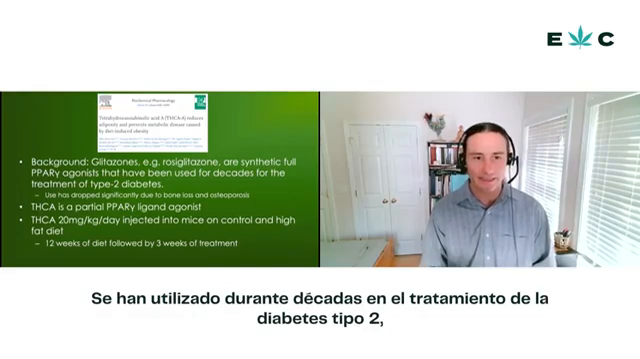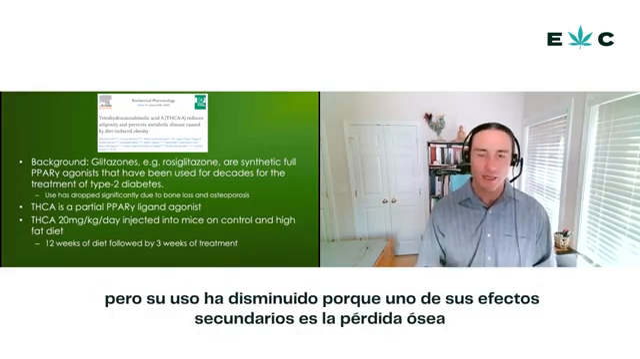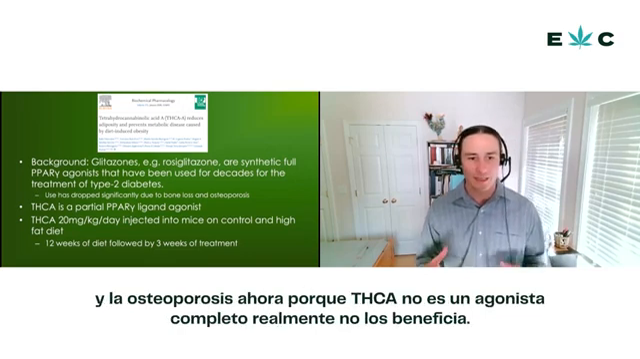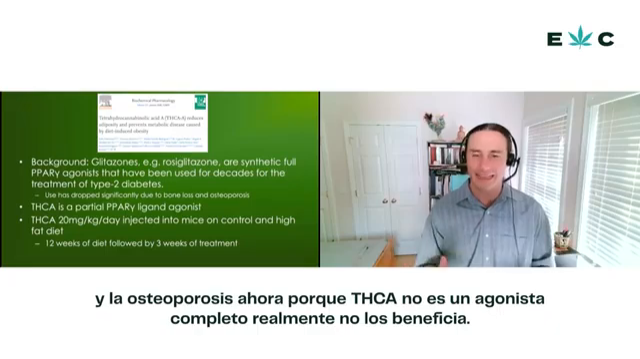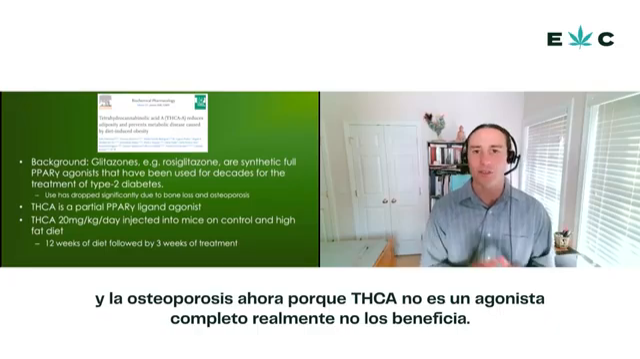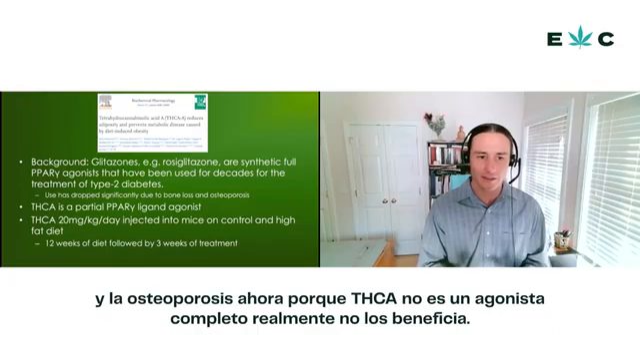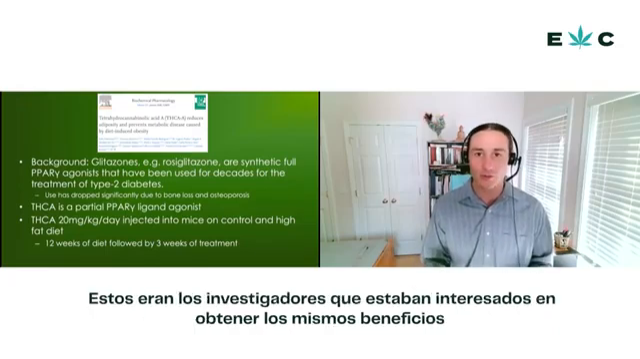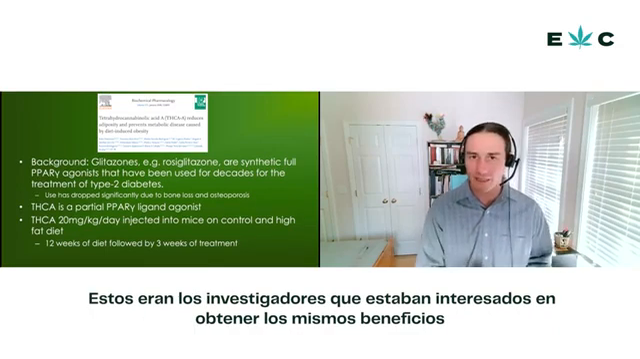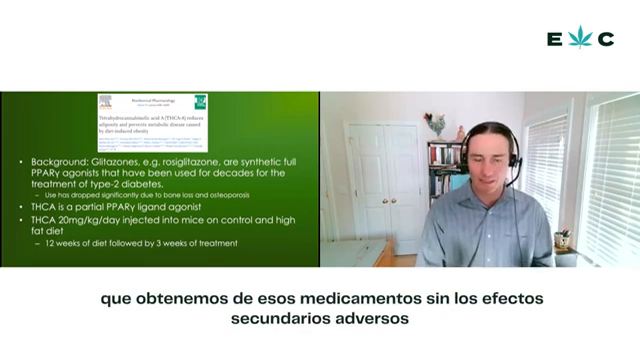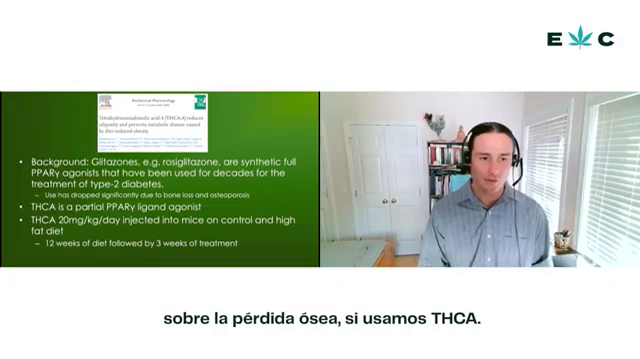They've been used for decades in the treatment of type 2 diabetes, but their use has decreased because one of their side effects is bone loss and osteoporosis. Now, because THCA is not a full agonist, it doesn't really turn those on fully. It just gently turns them on a little bit. These researchers were interested in, could we get the same benefits that we get from those drugs without the adverse side effects on the bone loss if using THCA.